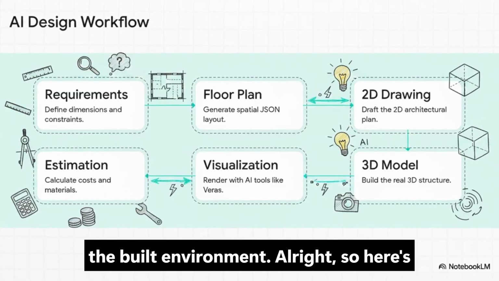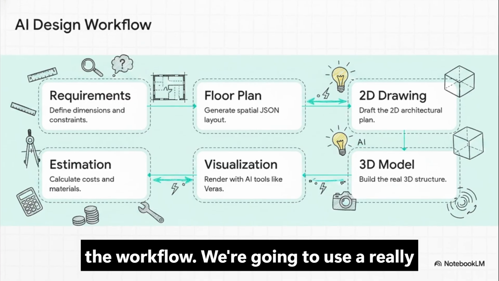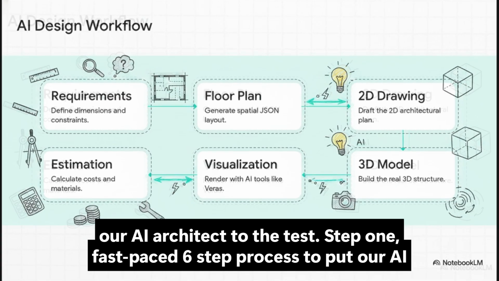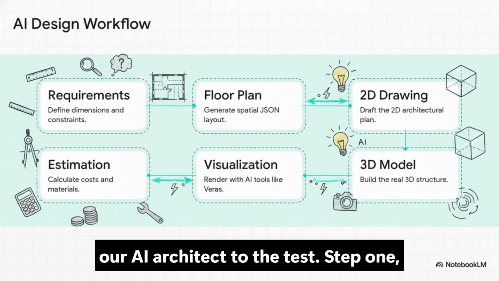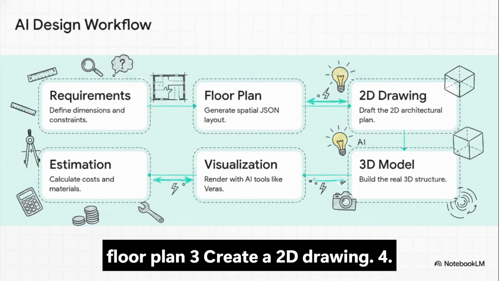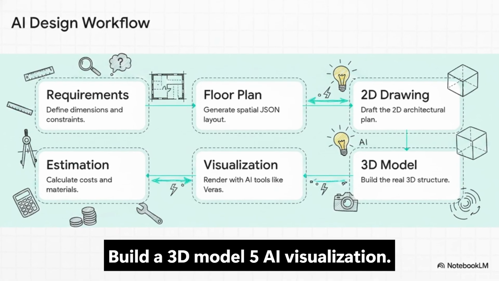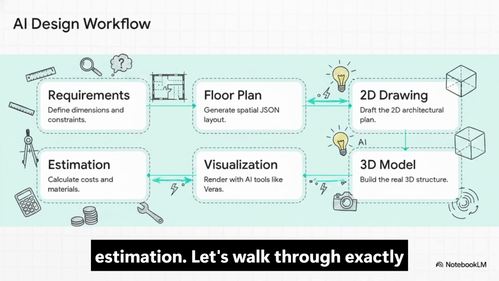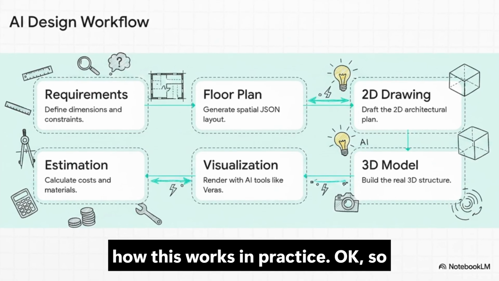All right, so here's the workflow. We're going to use a really fast-paced, 6-step process to put our AI architect to the test. Step 1, define requirements. Step 2, generate a floor plan. 3, create a 2D drawing. 4, build a 3D model. 5, AI visualization. And 6, cost estimation. Let's walk through exactly how this works in practice.